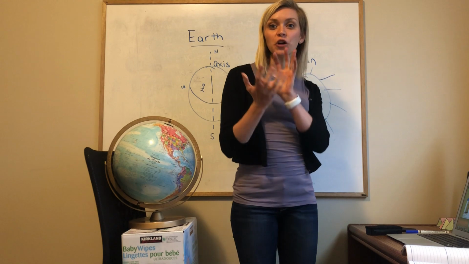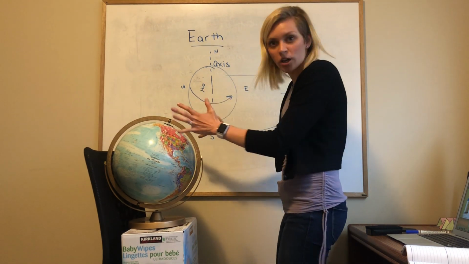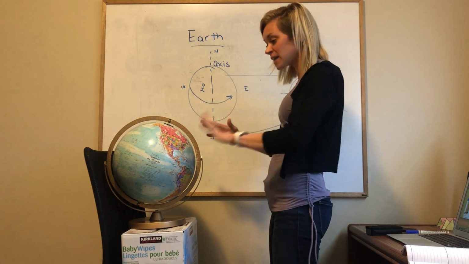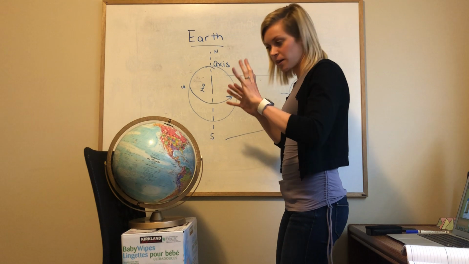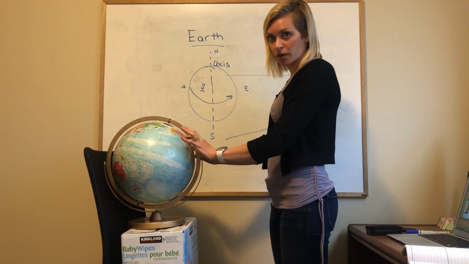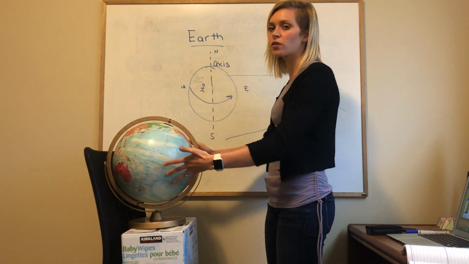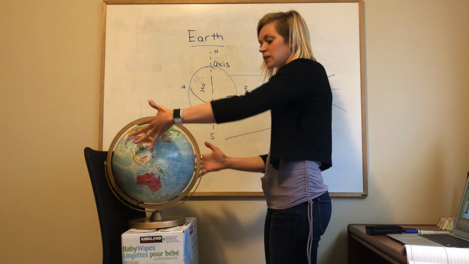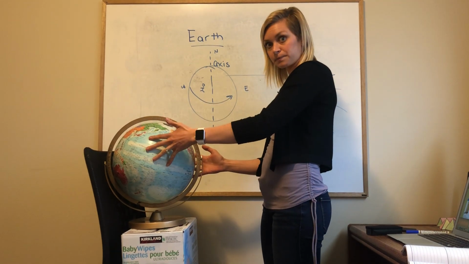So as the earth spins, the sun is shining on it. Pretend I'm the sun and I'm shining at my earth. The sun is here and the earth is moving. So if I was standing on the earth, it would look like the sun is moving across the sky. It looks like the sun is moving across the sky, when really it's the earth that's moving.